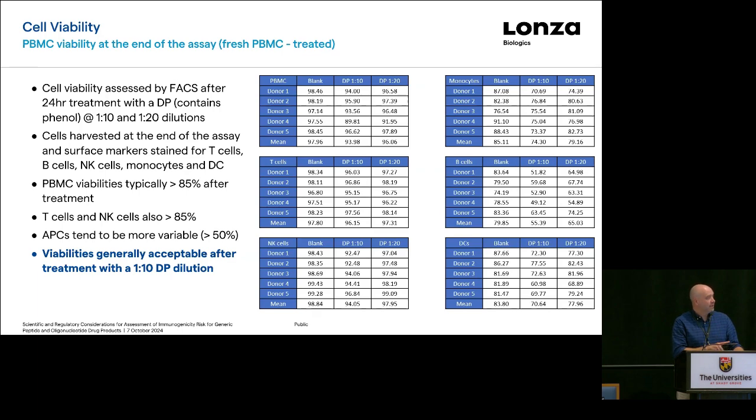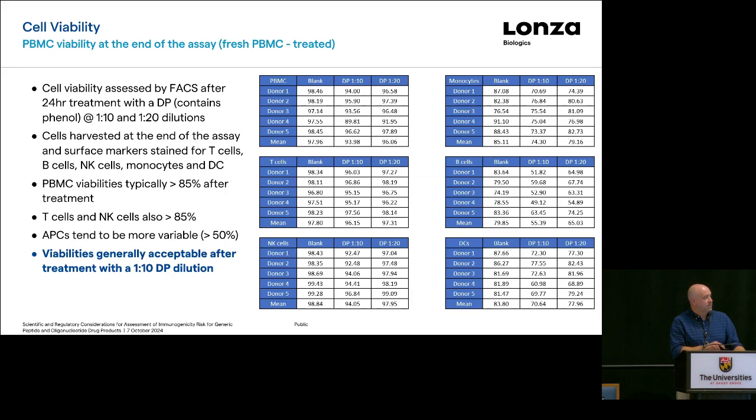I haven't shown the 1 in 5 data here, but pretty much 50% of the total PBMCs are killed by lower dilutions, anything around about 1 in 5. So we tend to focus on the magical 1 in 10 dilution that we're trying to hit here, and focus on what's the viability after treatment at the 1 in 10. As you can see, the total PBMC, the T cells and the NKs are not too impacted at the 1 in 10. It goes up even further at the 1 in 20.